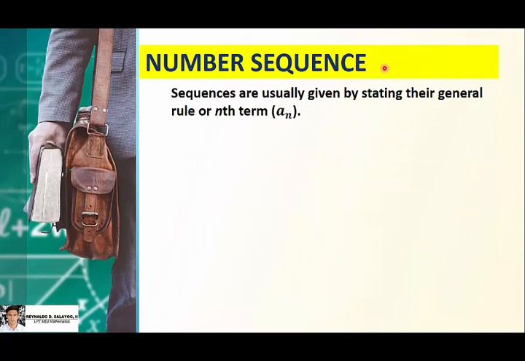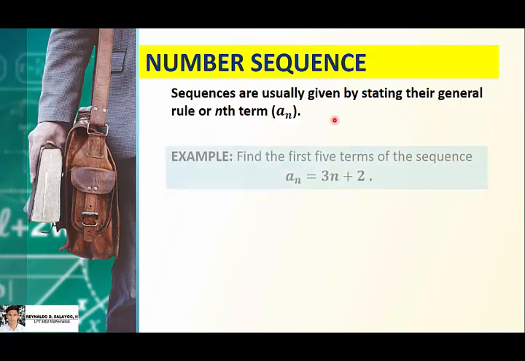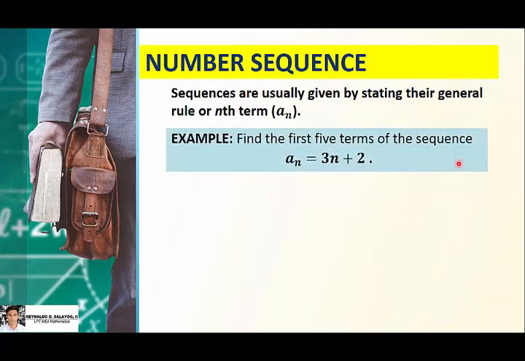Number sequence. Sequences are usually given by stating their general rule or end term, a sub n. So, number sequences or number patterns can be represented by what we call a general rule. To understand this better, let's consider the first example.